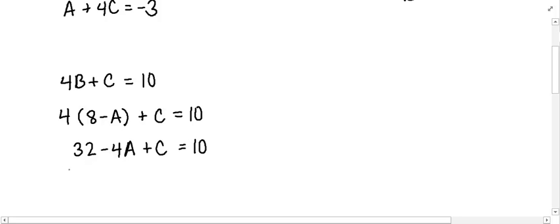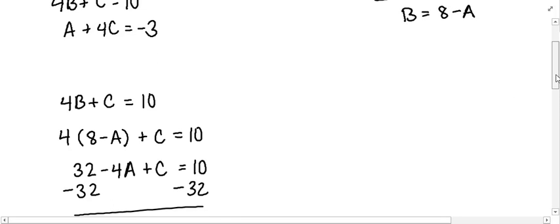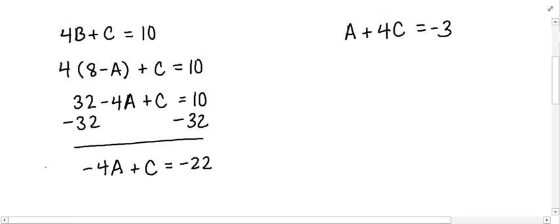Okay, so if I just clean this up, put all the numbers on the other side, subtract the 32, this is going to tell me that negative 4a plus c is equal to negative 22. Okay, so this is an equation that just has an a and a c. And if you look at equation 3, it just has an a and a c. So in my next step, I'm going to write down equation 3, and I'm going to line it up with this result. Negative 4a plus c is equal to negative 22.